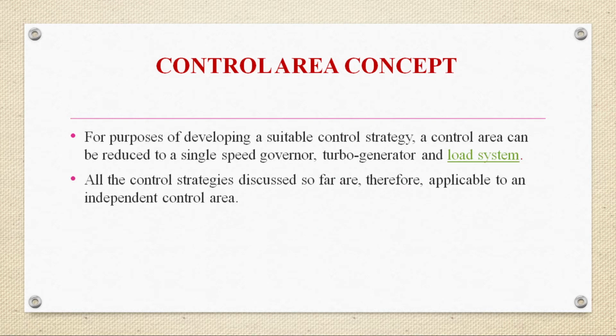For the purpose of developing a suitable control strategy, a control area can be reduced to a single speed governor, turbo generator and load system. Already we have seen for a single area system that we divided the control area into three categories: one is governor operation, then generator, then load.